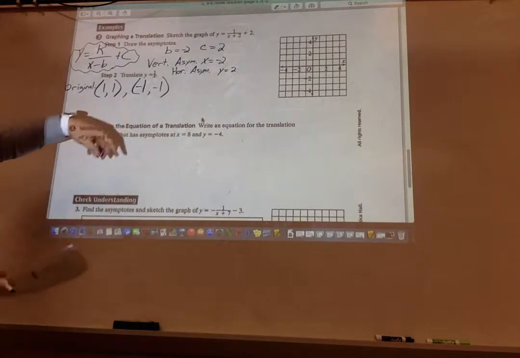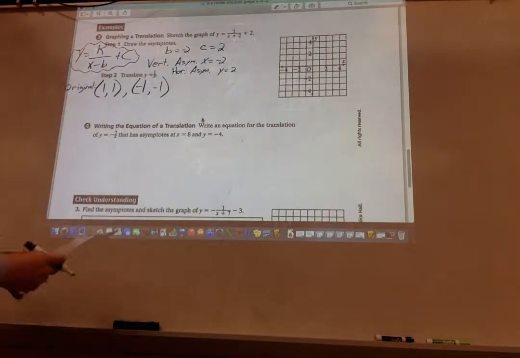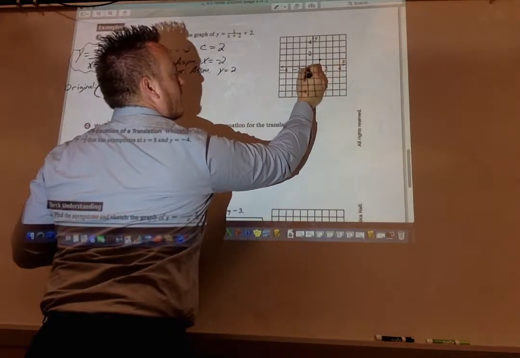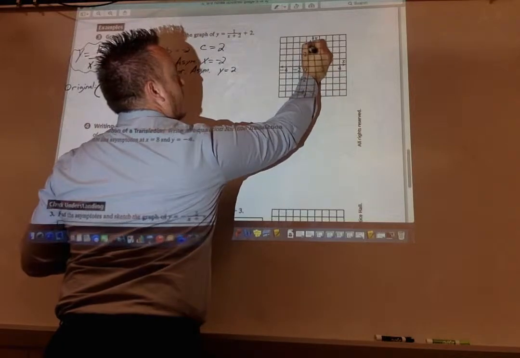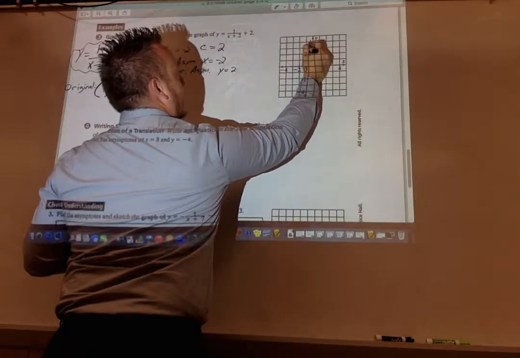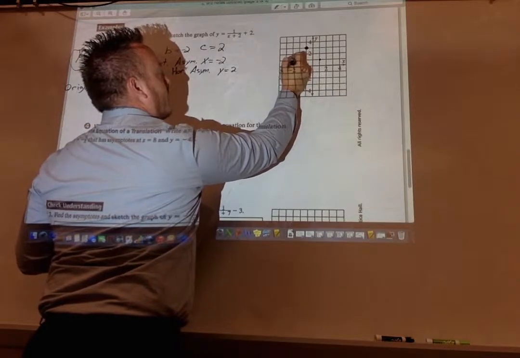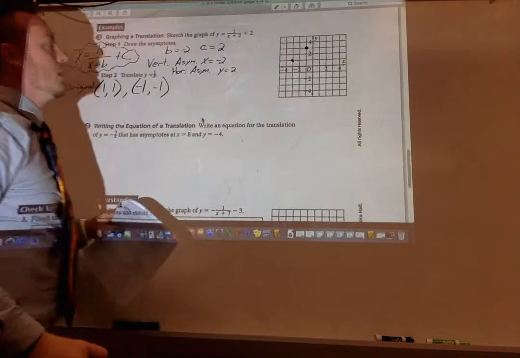These we're going to translate 2 left and 2 up. So we go over here to our original graph at 1, 1 and -1, -1. Move them 2 to the left, 2 up, so 2 to the left, 2 up. Our new point is going to be there. 2 to the left, 2 up. There's our new point here. So I can erase the old ones.